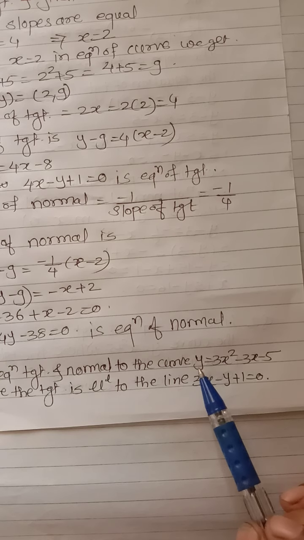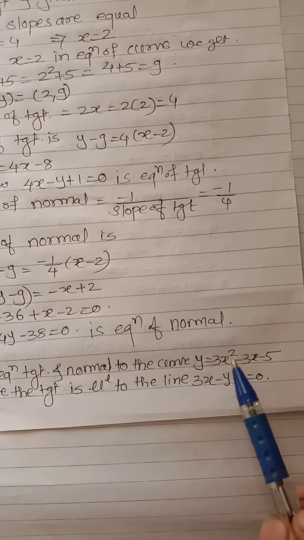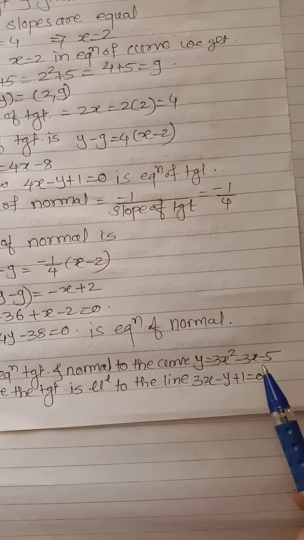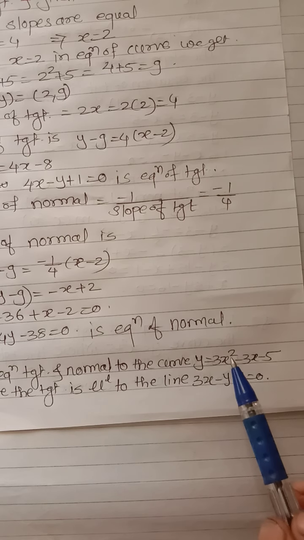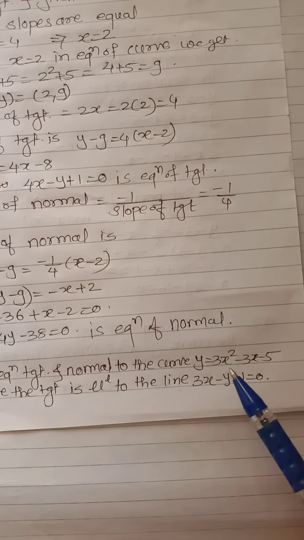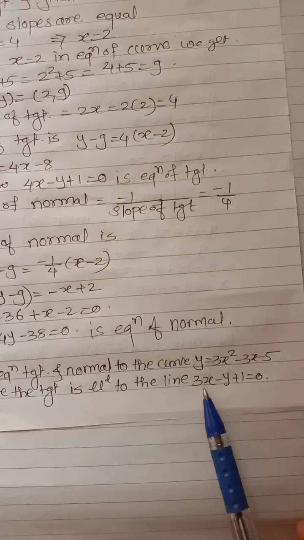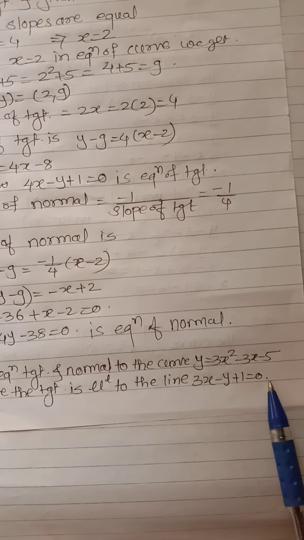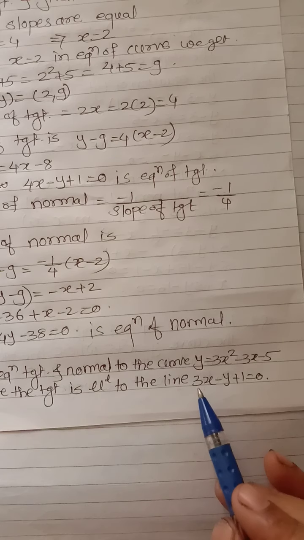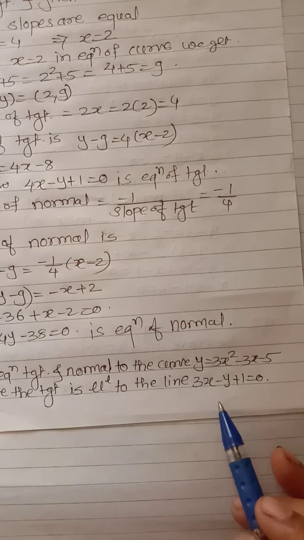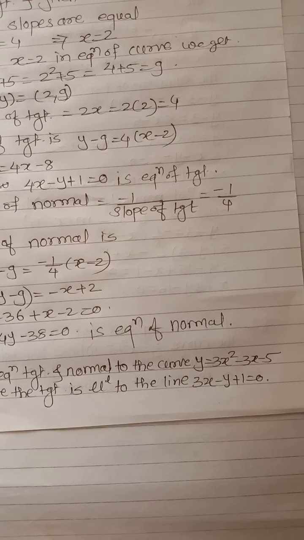So you get dy by dx is equal to 6x minus 3. Okay. Now this is your slope of the tangent. Now the equation of the line is given. Compare this line with ax plus by plus c equal to 0, and using this you have to find the slope of the line. Slope of line is what? Minus a upon b. a is 3, b is minus 1, so minus 3 upon minus 1.